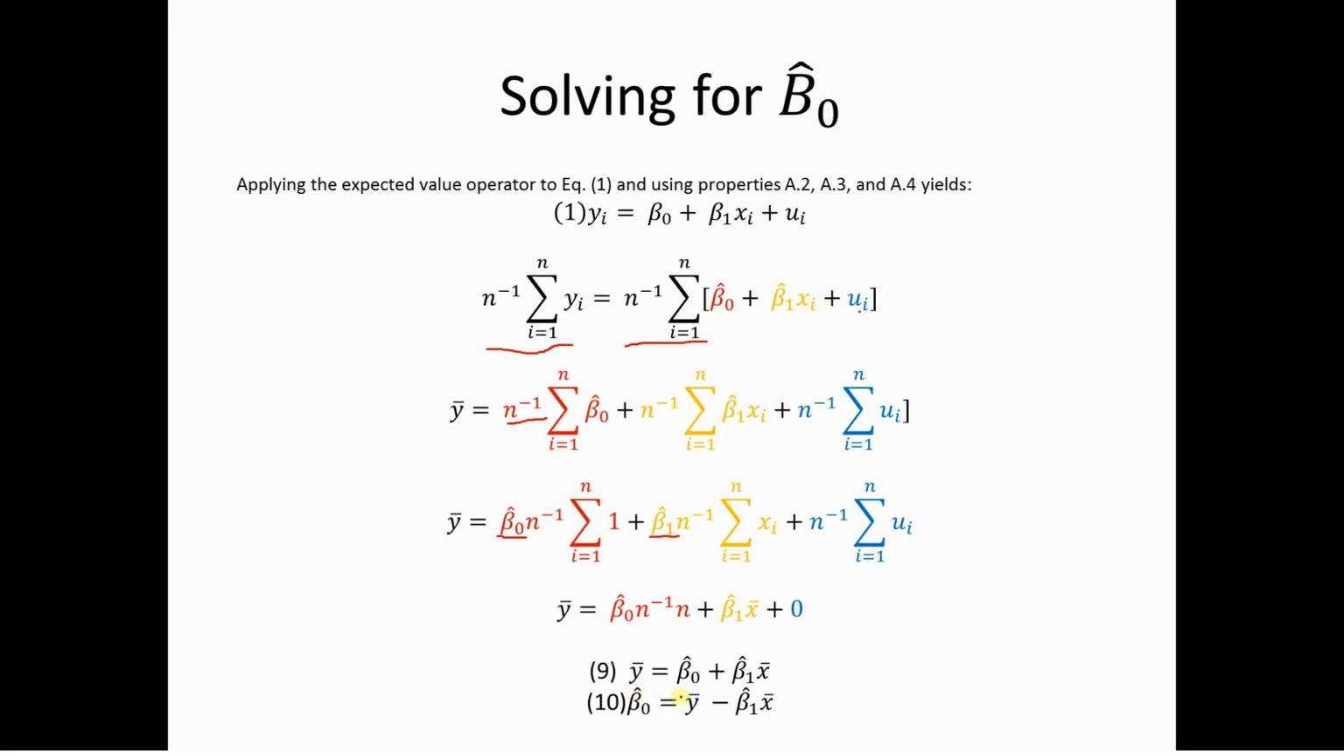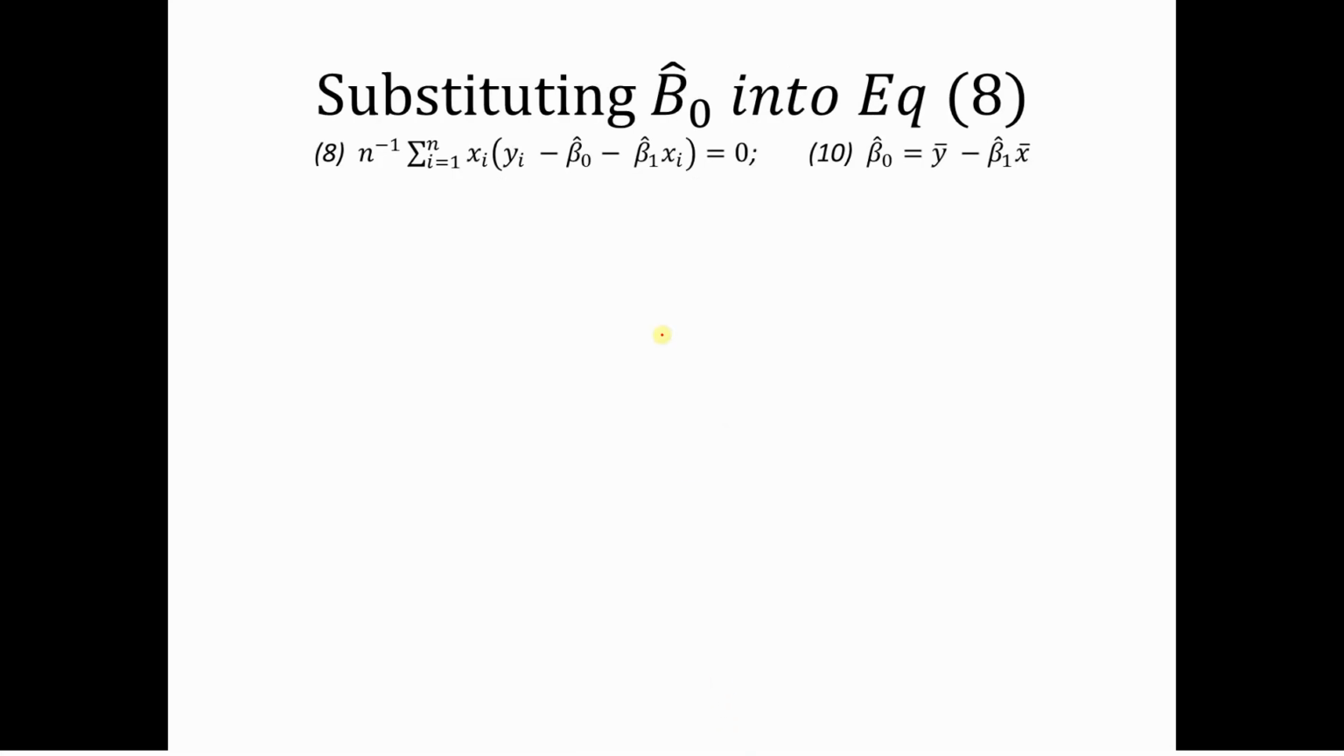The mean of y is equal to beta naught hat plus beta 1 hat times the mean of x, and beta naught hat is equal to the mean of y minus beta 1 hat times the mean of x. So here we have one unknown, which is beta 1 hat. So what we're going to do is go back to equation 8, and plug in for beta naught hat. So we end up with an expression that looks like this.